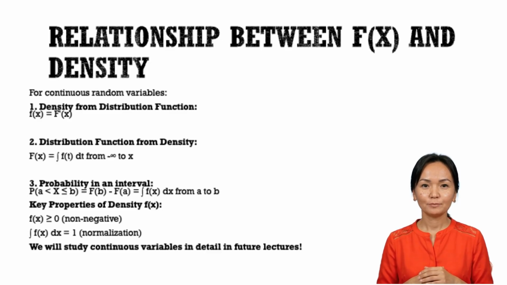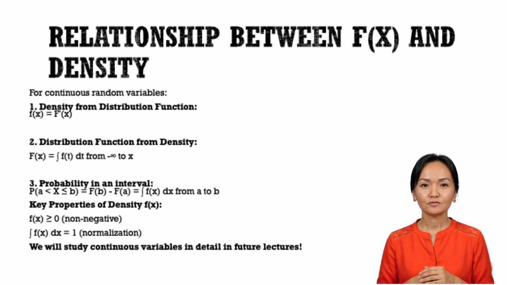Now let's discuss the key properties of the density function f(x). First, the density function is always non-negative. This makes sense because probability cannot be negative. The density function can be greater than 1. Unlike probabilities, it's not a probability itself. It's a density. Second, the integral of the density function over the entire real line equals 1.